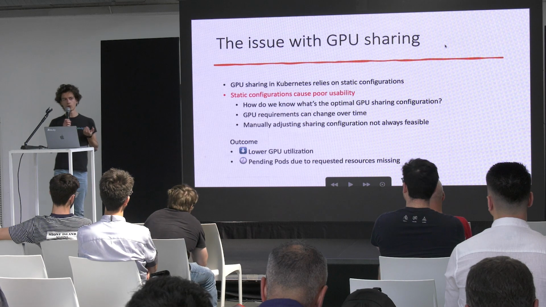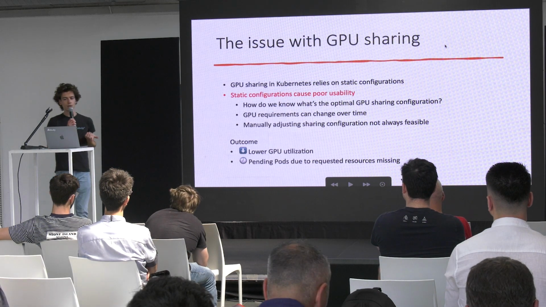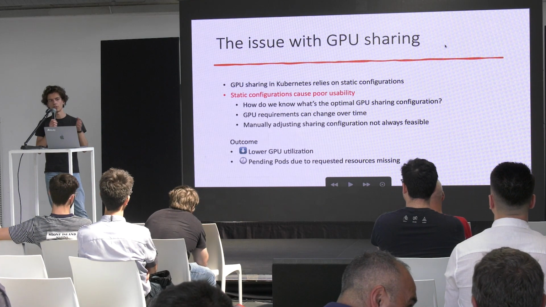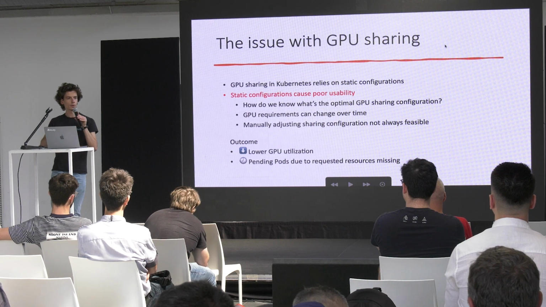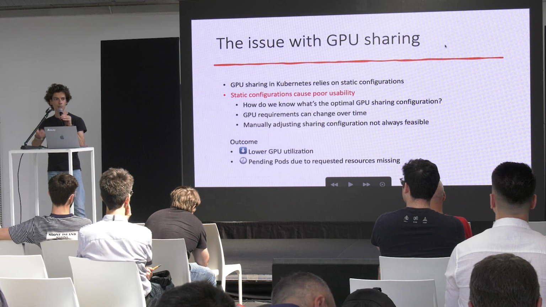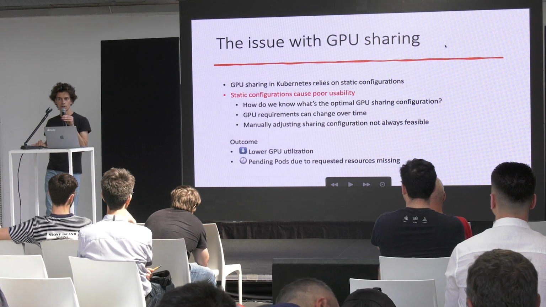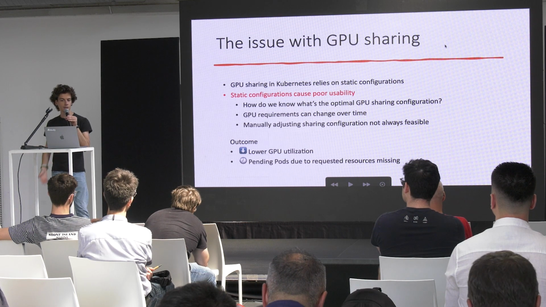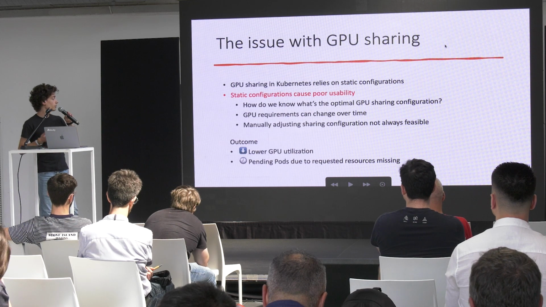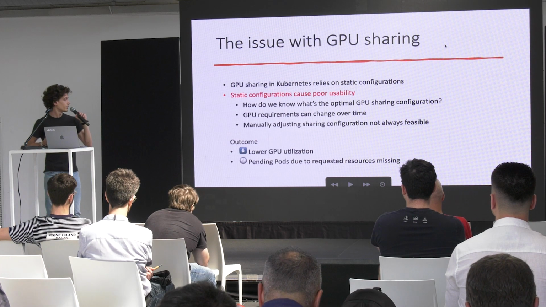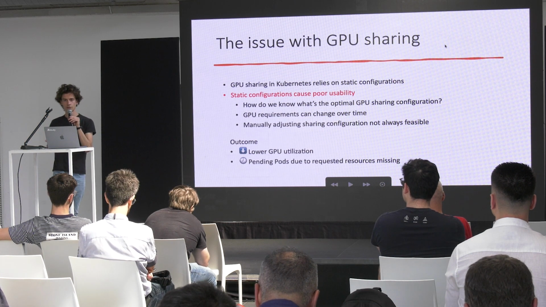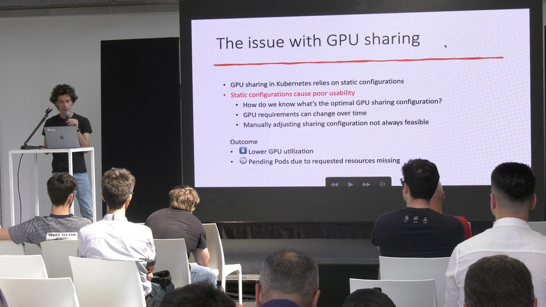And this is a problem because static configuration causes poor usability. Because how do I know which is the optimal sharing configuration? And the optimal configuration might change over time, right? Because pods requirements, containers requirements change over time. So the GPU slicing must adapt to what the container requests. It cannot just be a static configuration. When you have static configuration, you have generally lower GPU utilization, and at the same time, you have pending pods that cannot be scheduled due to the GPU slicing resources that they are requesting that are not available.